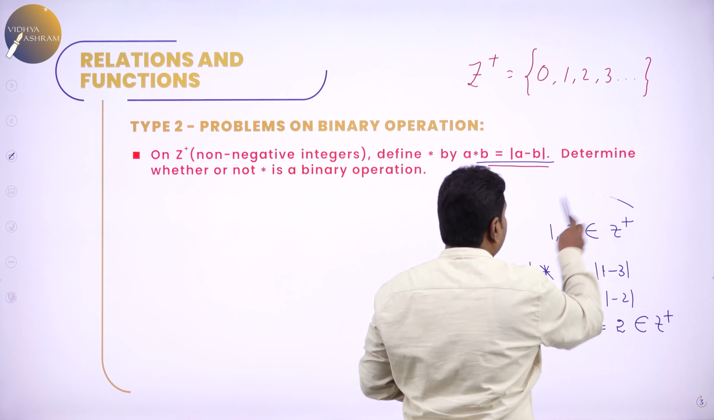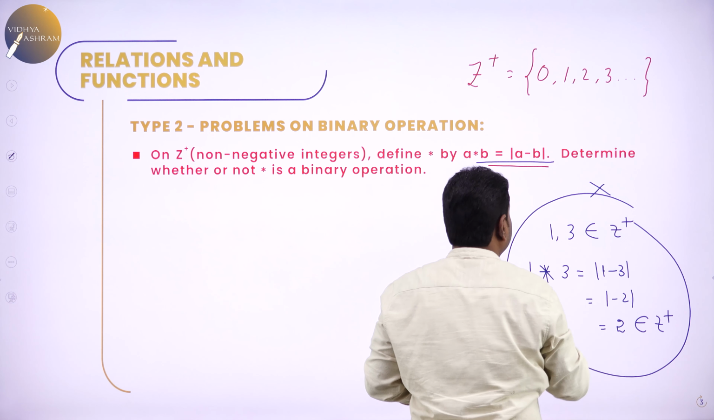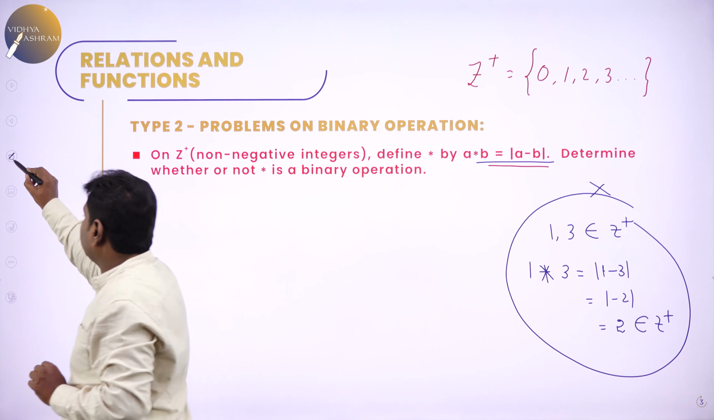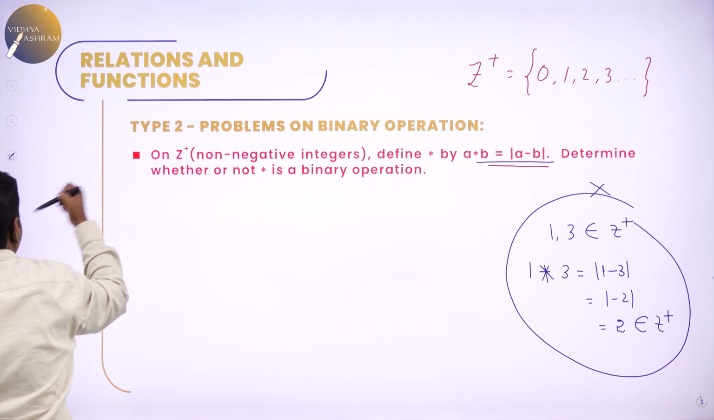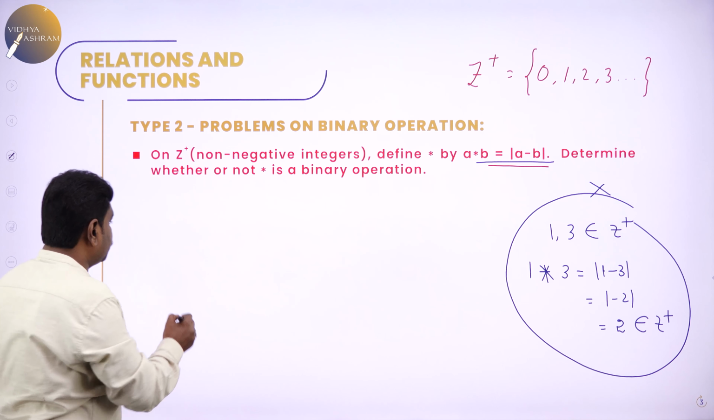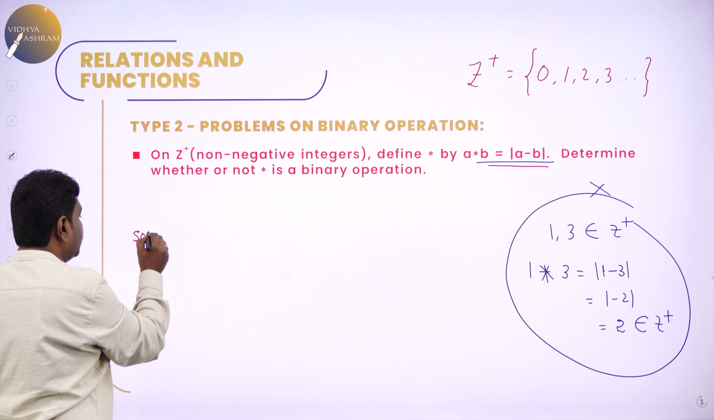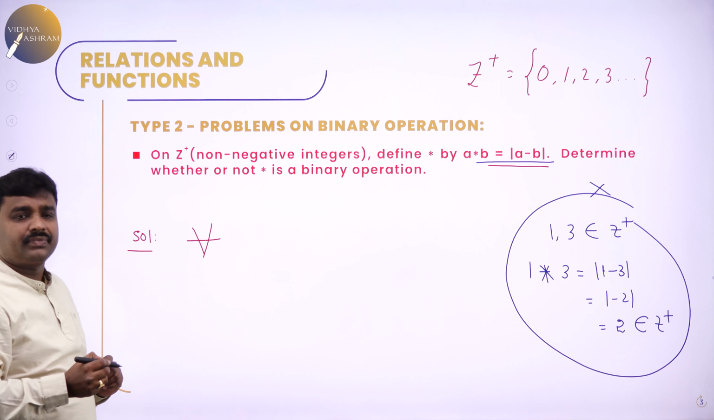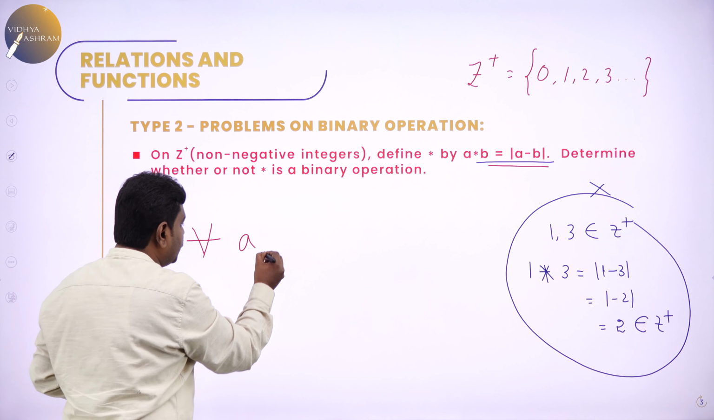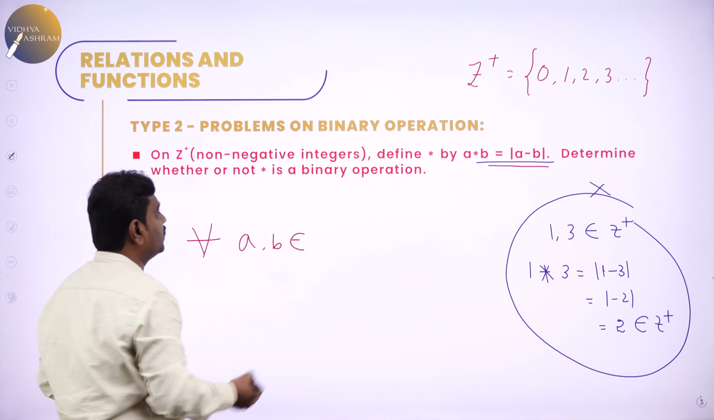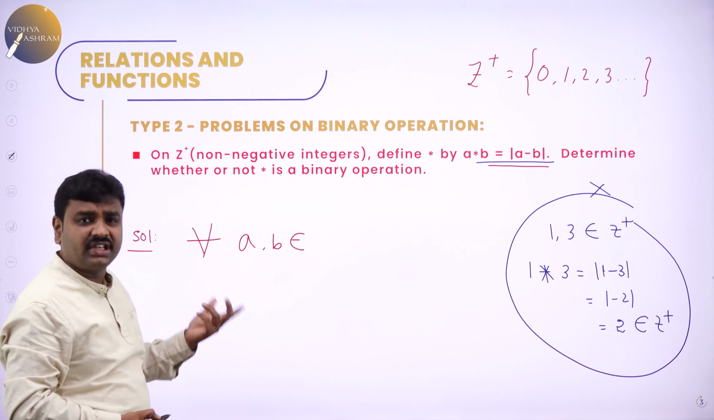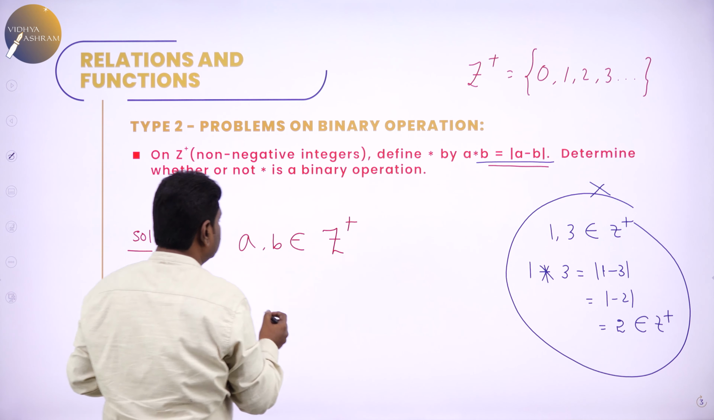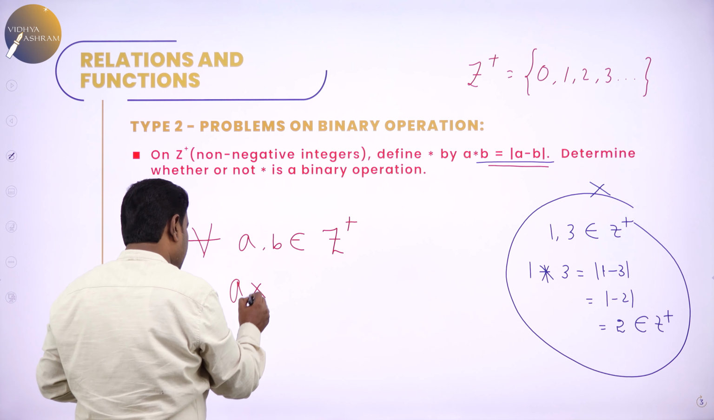So, when it is true, I told you, do not go by this method. When it is true, what you should do? Generalize. So, we will generalize. How to generalize? First we should take, I am writing here, for all A comma B belongs to given set. What is the given set? In this problem they gave a set. What is the set given? Z plus. For all A comma B belongs to Z plus, I will perform A star B.